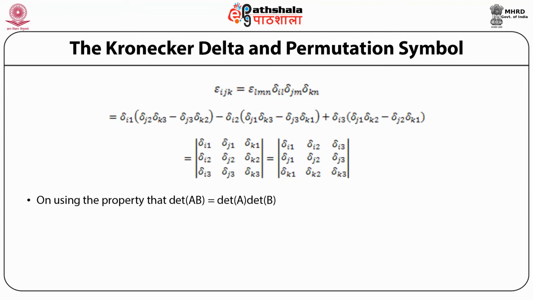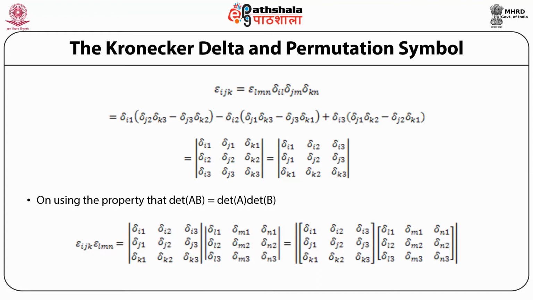Using the property that the determinant of AB equals the determinant of A into the determinant of B, epsilon ijk into epsilon lmn equals the determinant of del i1 del i2 del i3, del j1 del j2 del j3, del k1 del k2 del k3, into the determinant of del l1 del m1 del n1, del l2 del m2 del n2, del l3 del m3 del n3.